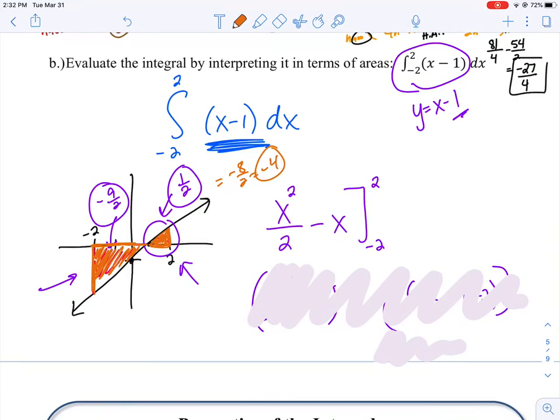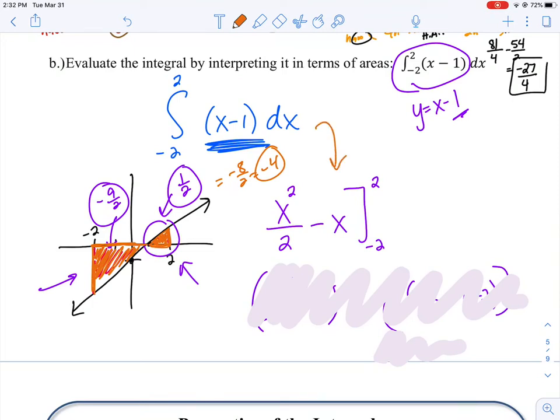But functions aren't always nice straight lines with cute little perfect triangles in there. And so how can we find the exact area if we can't separate it into a bunch of different perfect little triangles or rectangles or whatever it might be?